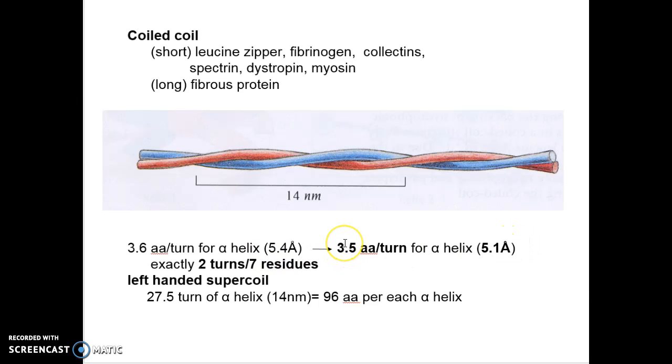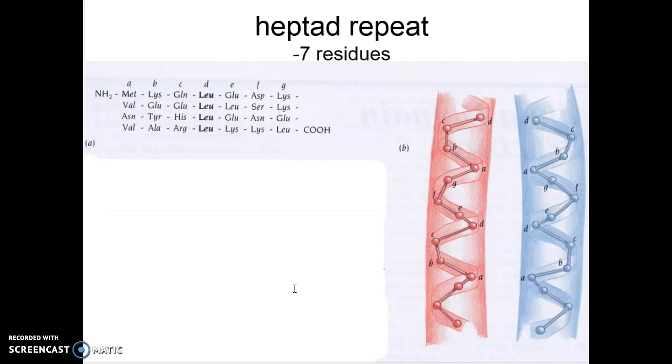This gives a very repeating unit. That is exactly 2 turns per 7 residues. The second overall supercoil has these features for n, and this is n, and this is p. So those 7 residues could function as a repeating unit, called the heptad repeat.